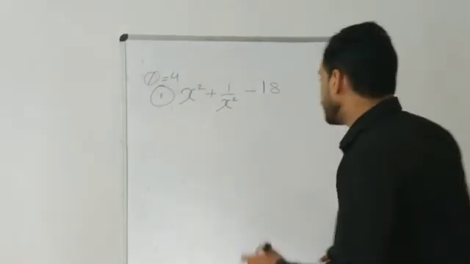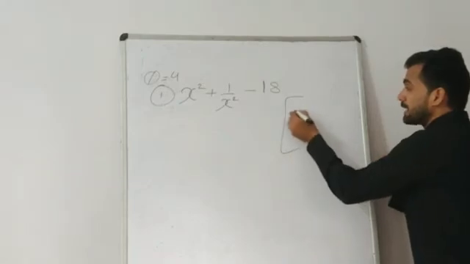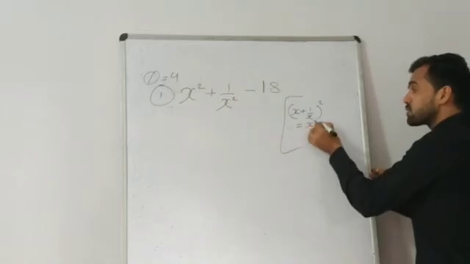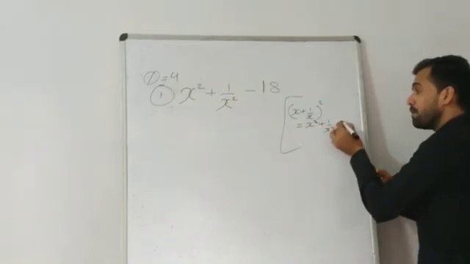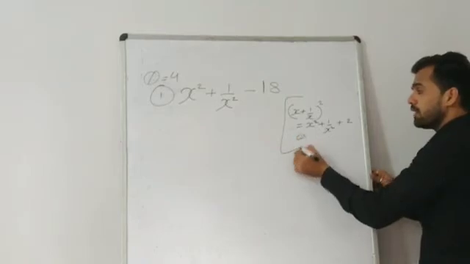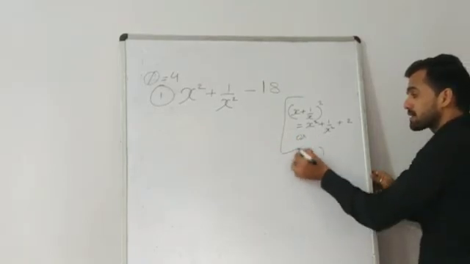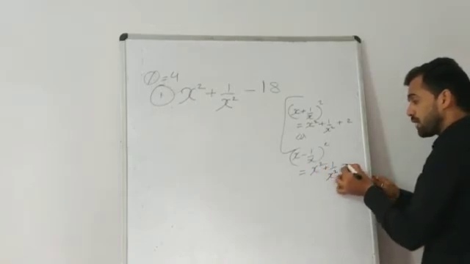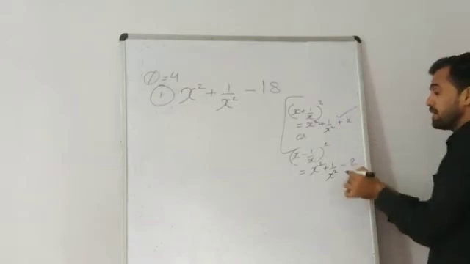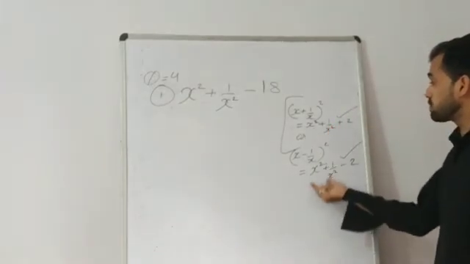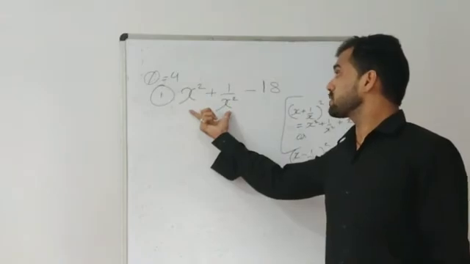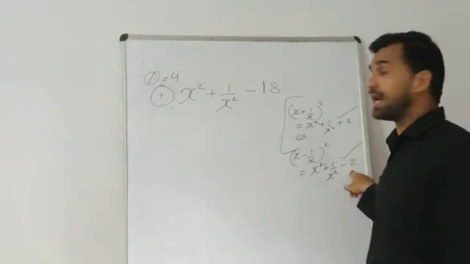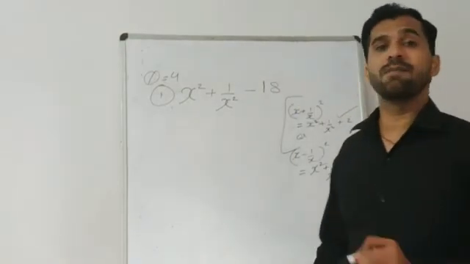So we know that x plus 1 by x whole square gives x square plus 1 by x square plus 2, and x minus 1 by x whole square gives x square plus 1 by x square minus 2. So we can have plus 2 or minus 2, but these two terms will be the same. Whether we take plus 2 or minus 2 depends on the last term. We have minus 18 here.